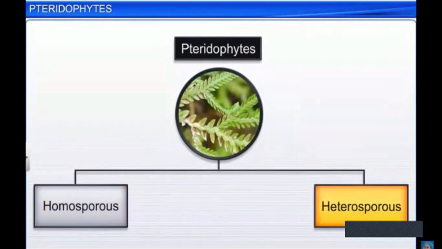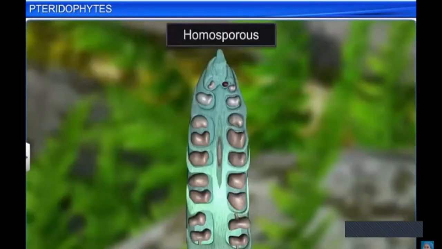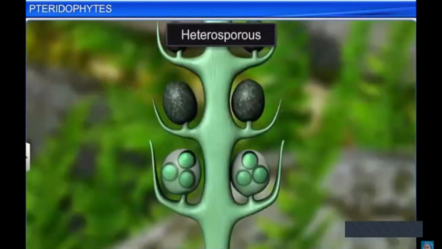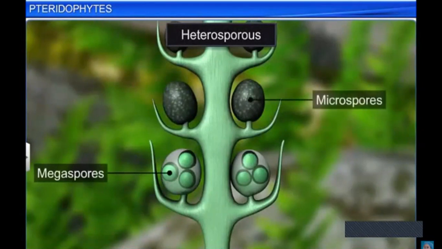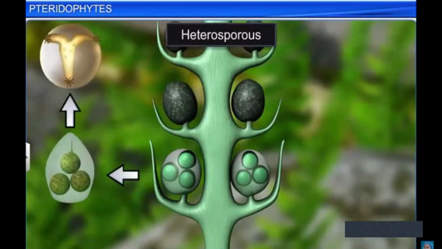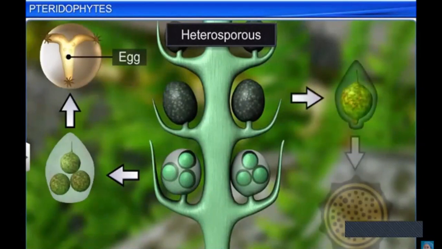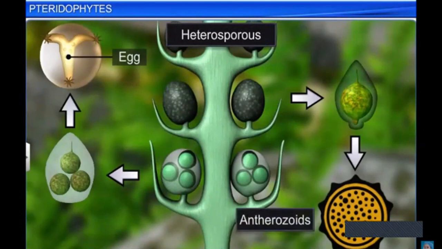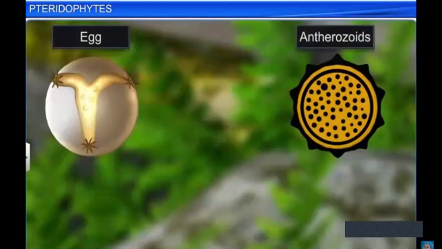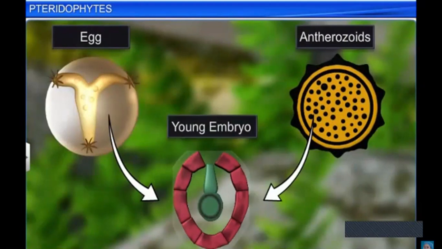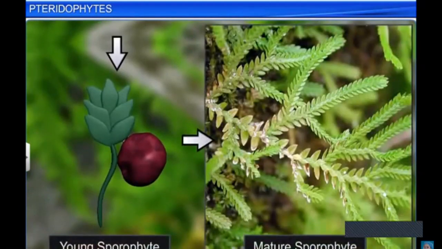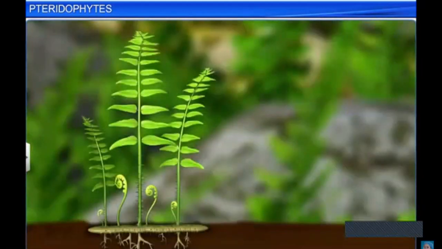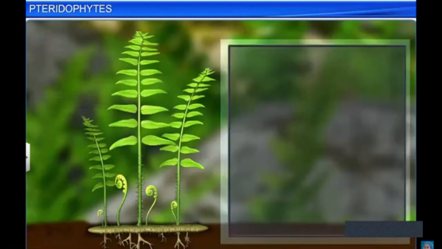Pteridophytes can be homosporous or heterosporous. Homosporous pteridophytes produce spores of similar kind, while heterosporous pteridophytes produce two different types of spores, large or megaspores and small or microspores. Megaspores germinate into female gametophytes, which produce eggs, while microspores germinate into male gametophytes, which produce antherozoids. The egg and antherozoid fuse to form a zygote, which develops into a young embryo, which then gives rise to a sporophyte. These pteridophytes occupy an important place in the plant kingdom, as they were the first plants to have true roots, stems and leaves, as well as vascular tissues.